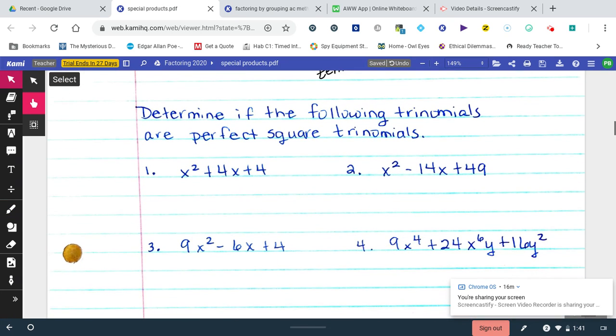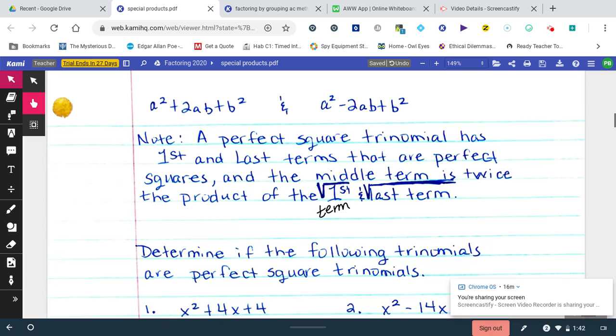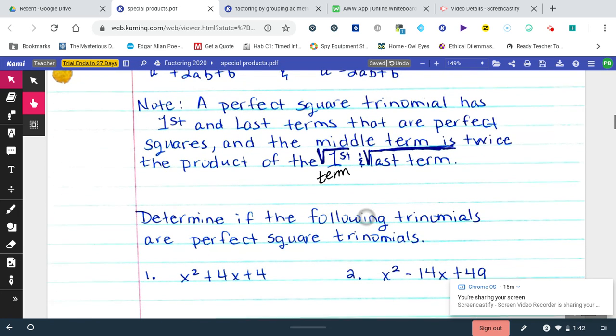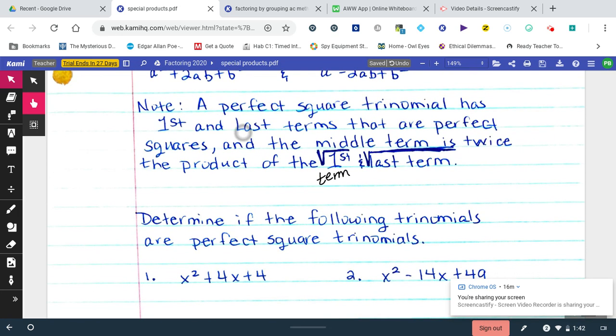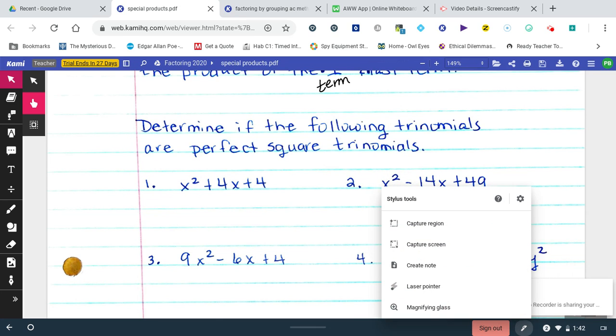Okay, so we're going to determine if the following trinomials are perfect square trinomials. So we have to see if it fits these rules right in here. All right, so I'm going to check to see if the first and last terms are perfect squares. First and last terms have to be perfect squares. So that's the first thing I'm going to check. All right, so let's take a look at it.